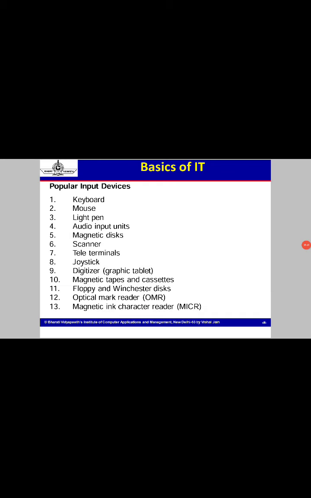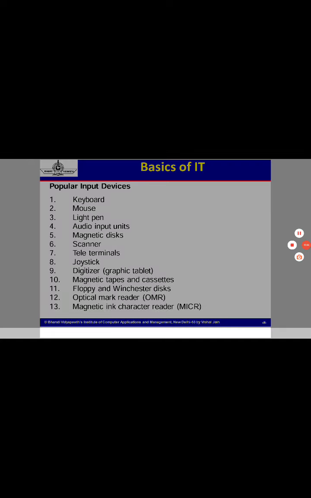So what are the popular input devices? Keyboard, mouse, light pen, audio input units, magnetic discs, scanners, teleterminals, joysticks, digitizers, magnetic tapes, cassettes, floppy drives and Winchester drives, optical mark readers, magnetic ink character recognizer, MICR, like that.